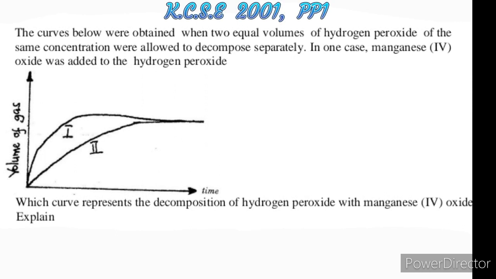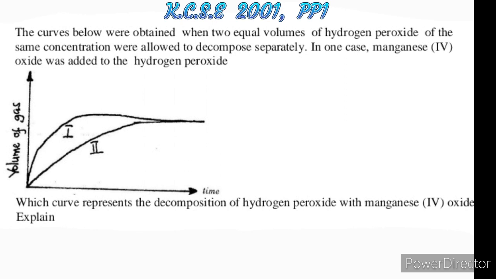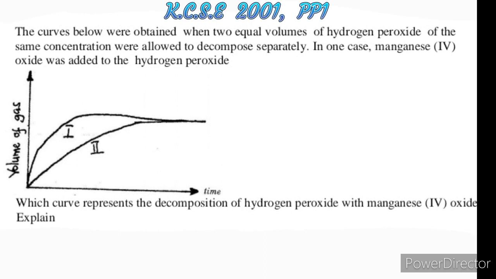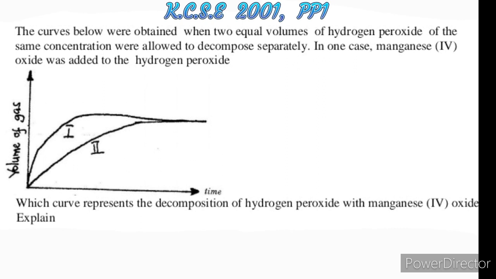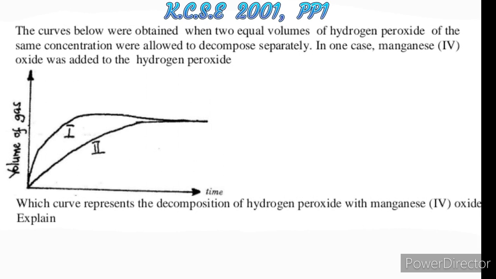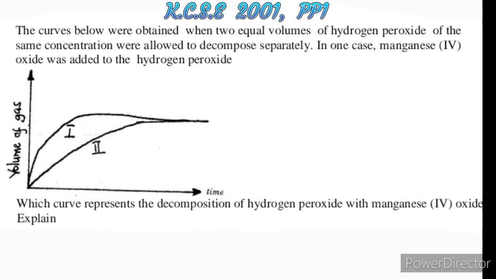Our next question. The curves below were obtained when two equal volumes of hydrogen peroxide of the same concentration were allowed to decompose separately. In one case, manganese 4 oxide was added to the hydrogen peroxide. Which curve represents the decomposition of hydrogen peroxide with manganese 4 oxide? Explain. So the first thing we should ask ourselves is, what is the role of manganese 4 oxide in this reaction? Now, manganese 4 oxide acts as a catalyst for the reaction.